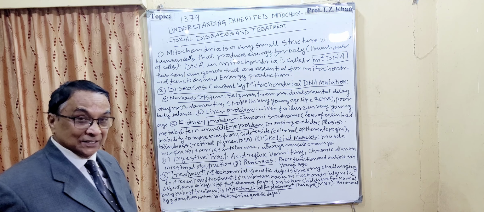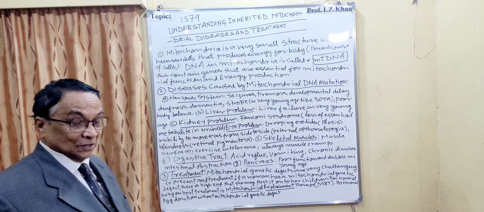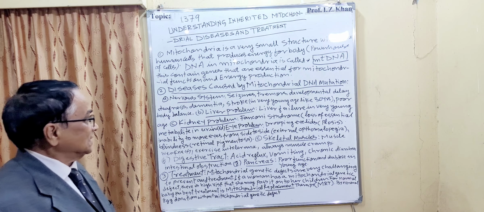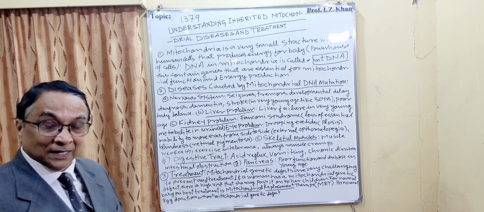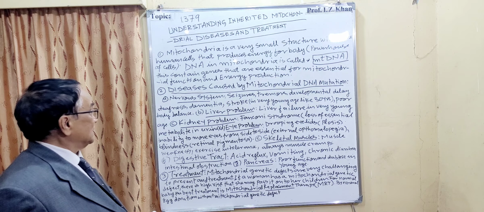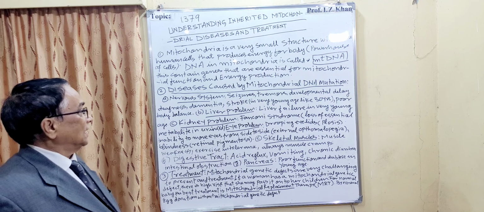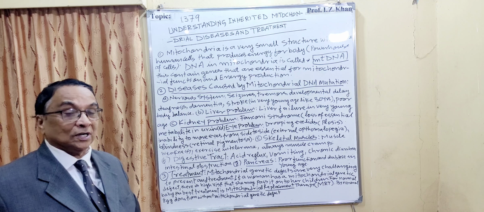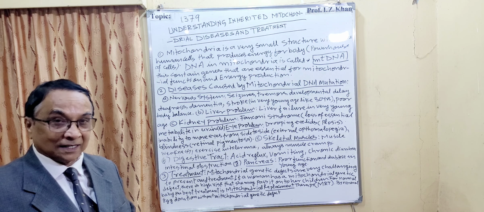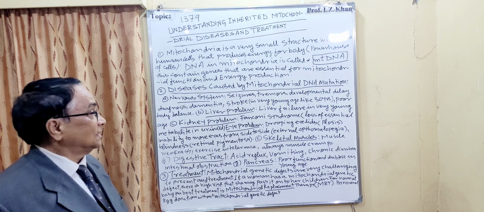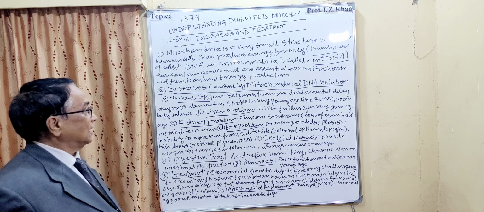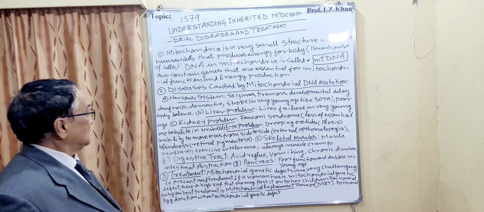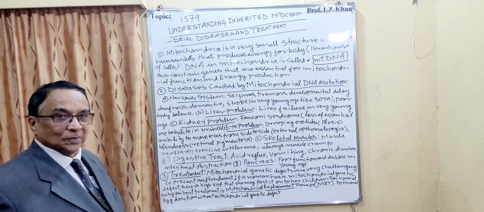So what are the main diseases due to mitochondrial DNA mutation or damage defect? A, nervous system. Serious attack is there on the nervous system in the form of seizures, tremors, developmental delay, deafness, dementia, stroke. At a very young age, even at the age of 20 or 30, he or she may get a heart attack. That is because of mitochondrial defect, that is in DNA. And also poor body balance.